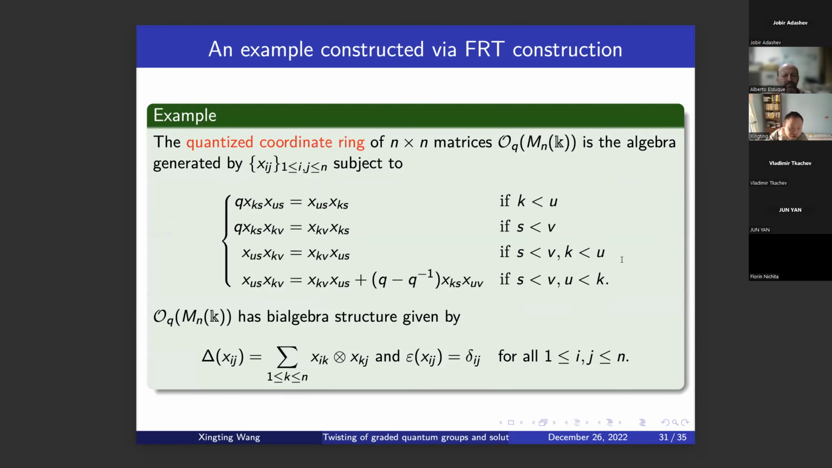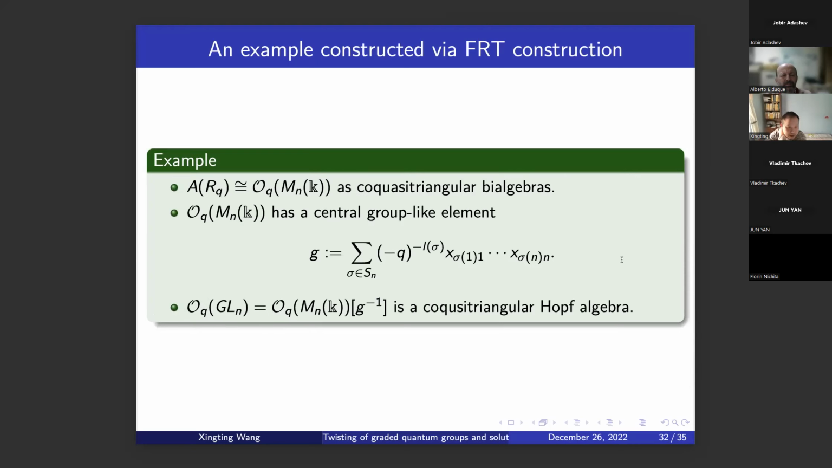So what we do is first figure out what the FRT construction of that is. And it's well known in the literature. It's the so-called quantized coordinate ring of n by n matrices. It's just a quantized version of the matrix algebra we did before. Remember, when Q is 1, that's the one we did before. Here we have a parameter Q, so we quantize the algebra relations a little bit, where the bialgebra structure remains the same. Now, the FRT construction of the quantum Yang-Baxter equation RQ is the same as the quantized matrix algebra.